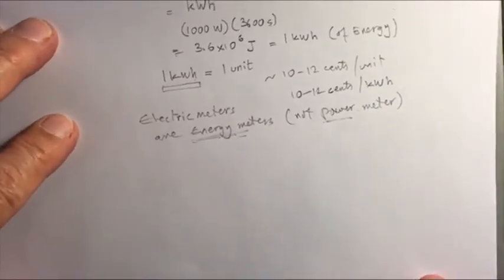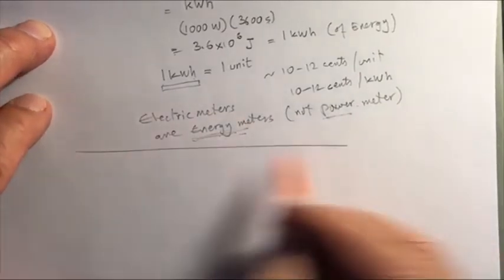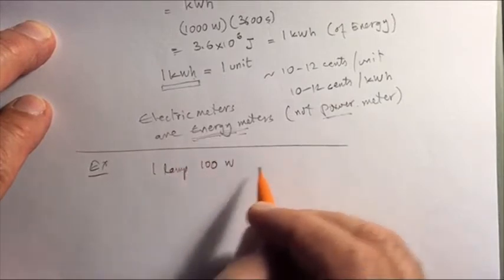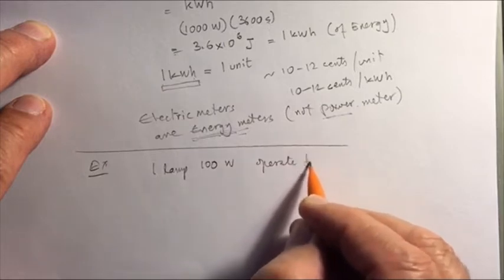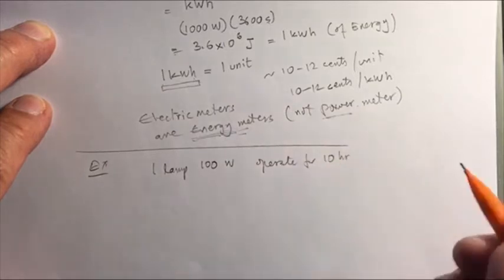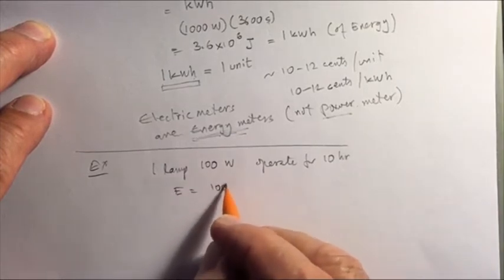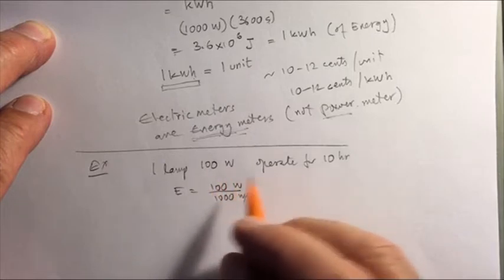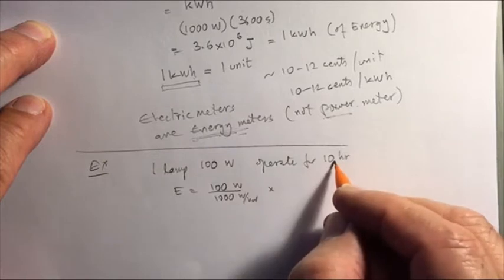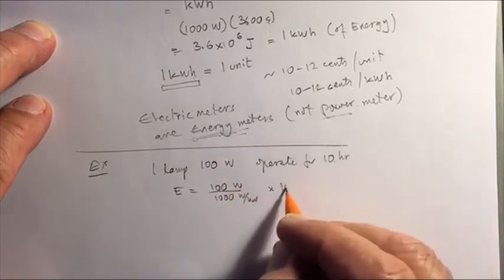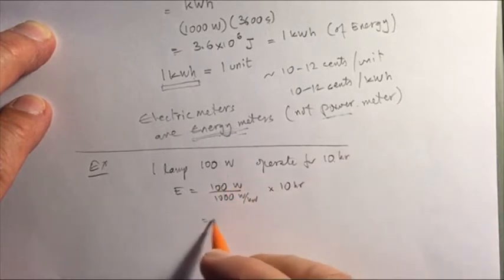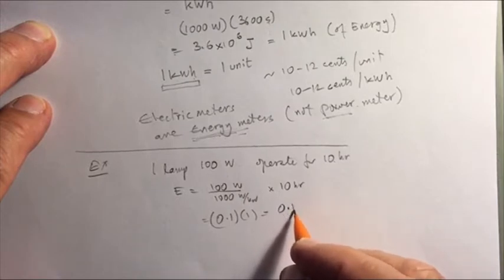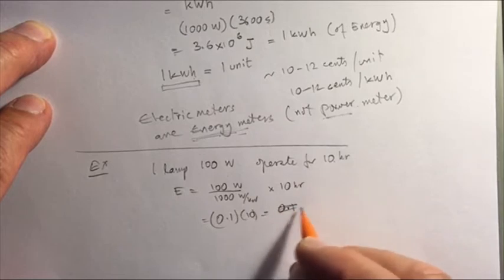So if you have, for example, one lamp of 100 watts, and you operate it for, let's say, 10 hours, how much energy you've used is going to be 100 watts divided by 1,000, so that it becomes whatever kilowatts, and multiply with the time, which is 10, and it's already hours. So this is going to be 0.1 times 10, so it becomes 1.0 kilowatt hour.